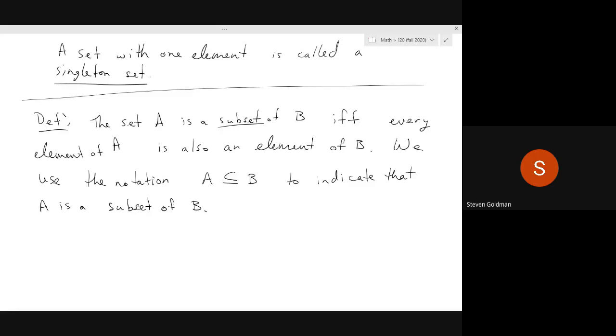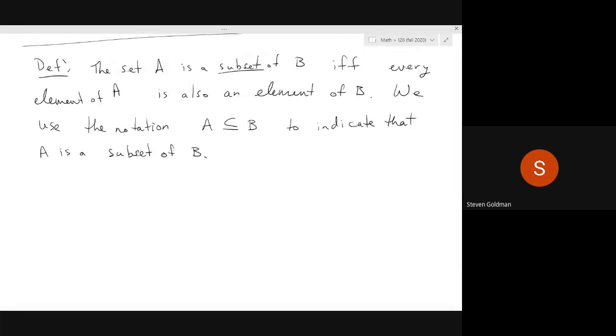Okay. So if you want, you can think of it as follows. Think of B as being some very large set. Then I take some of the elements that are inside of B and I create a new set with just those elements. So that new set would be a subset of B.